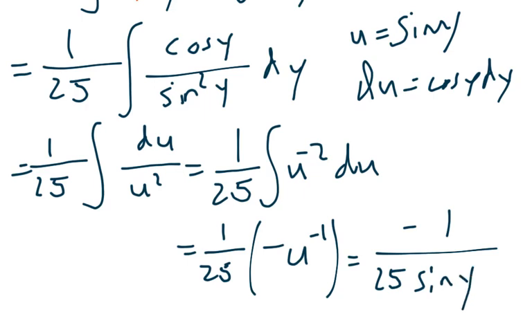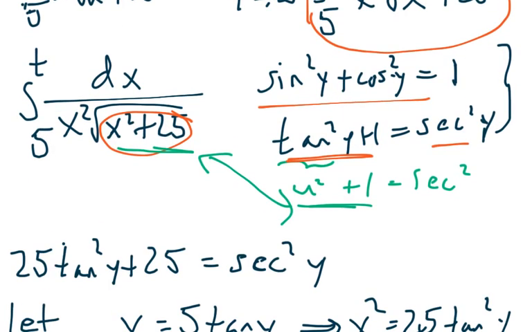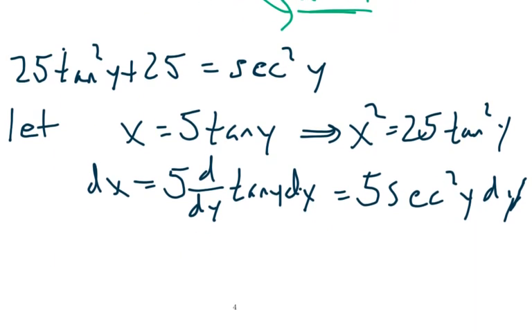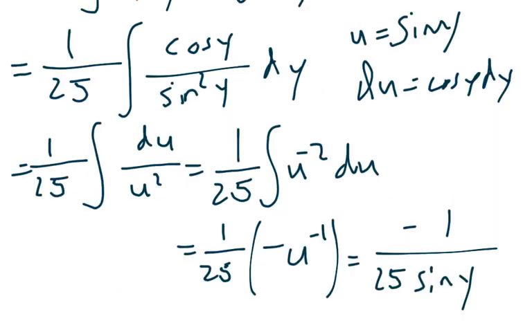Okay, so we're not quite done, right? At the end we have to put everything back in terms of original variables, which are x. So let's figure out how we're going to do that. We want everything back in terms of x. How did we define y? This right here defines y. So we're going to use that. We have x is equal to 5 tangent y.